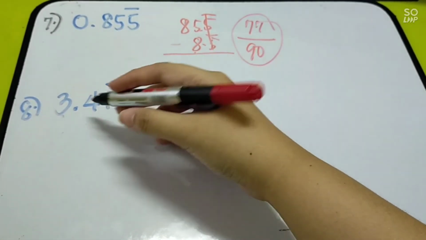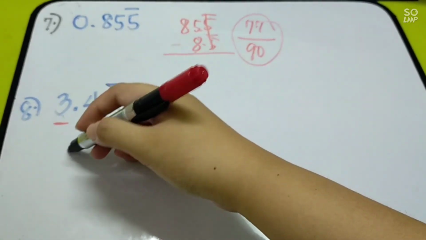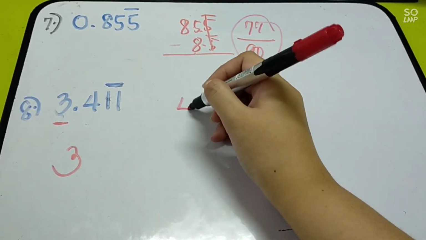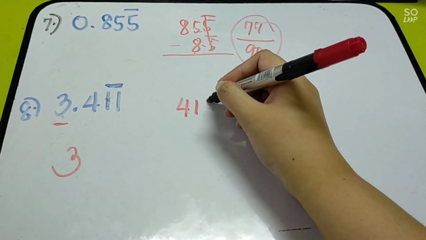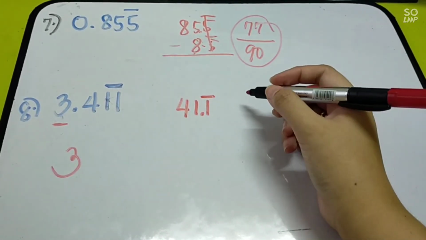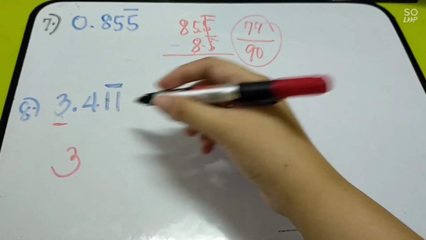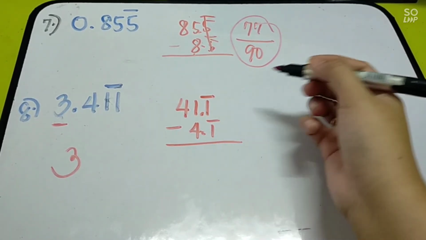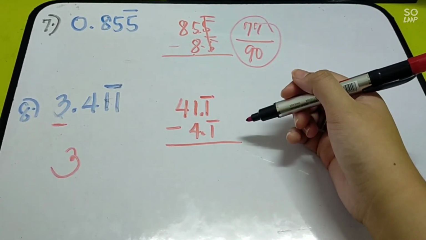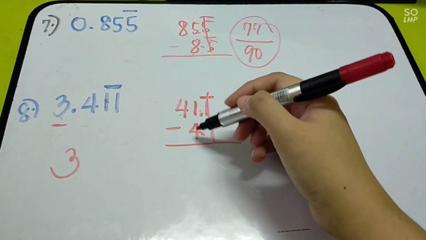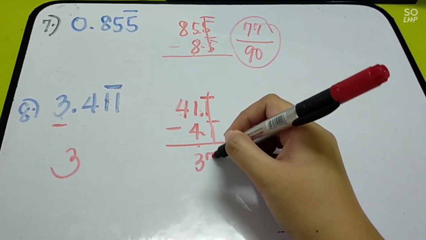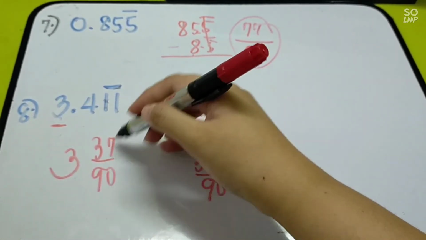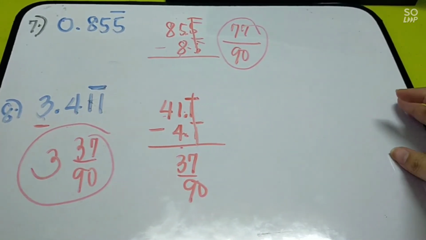Next, number 3. The 3 means a whole number here. So, you have a whole number. What you are going to do, we have 4.11. We have here 1, 1, 1. The 1 repeats. So, we put 0.1. Since the non-repeating part is 4, we just subtract: 41 minus 4. Then, the repeating part, this will cancel out. Then, 41 minus 4, the answer is 37. Then, it is just over 90. So, 3 and 37 over 90. Okay? It's that simple.